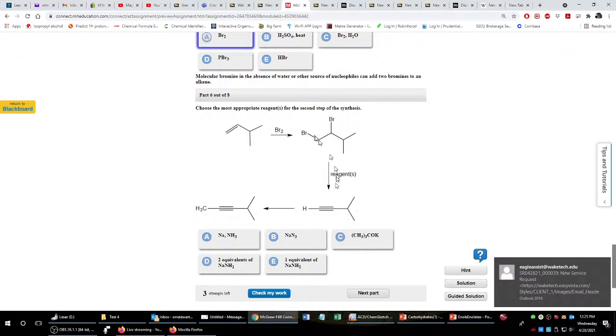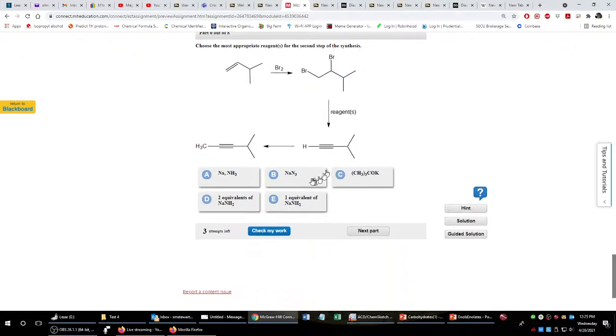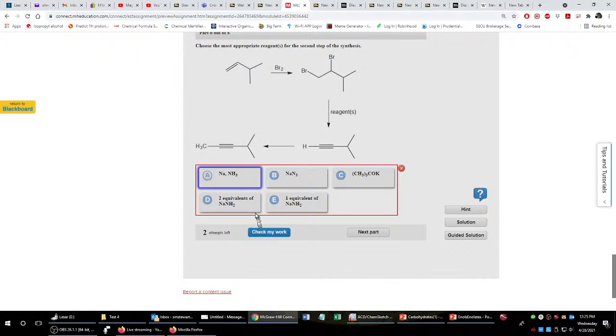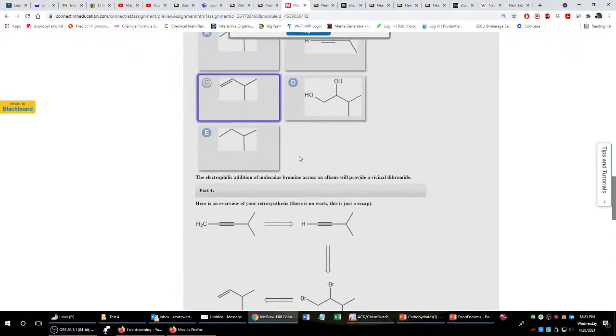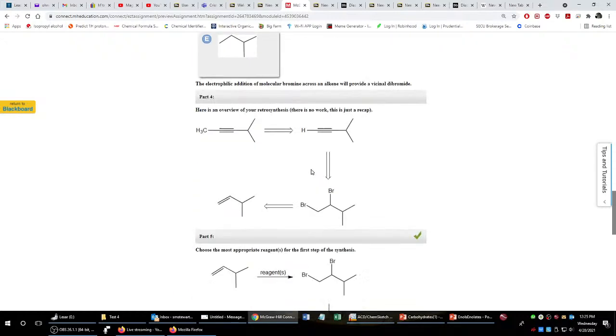To go from the dibromide to the alkyne, sodium azide is not going to work. This is where it gets a little tricky. There's NaNH3 and then there's NaNH2. And I think it's A. I don't remember off the top of my head. Let's see. Nope. So NaNH, oh, that's right. Okay, it's coming back to me.